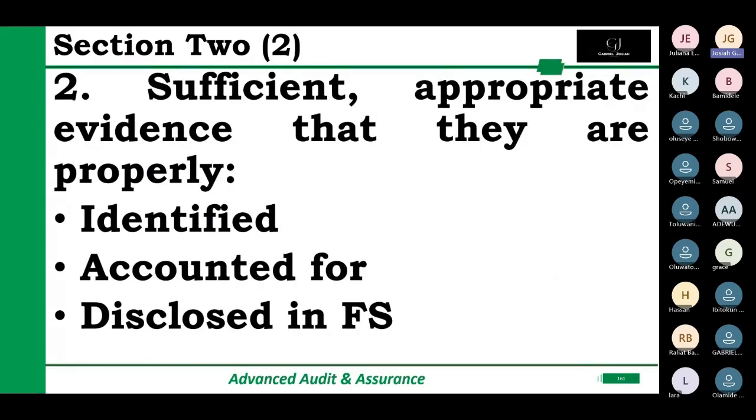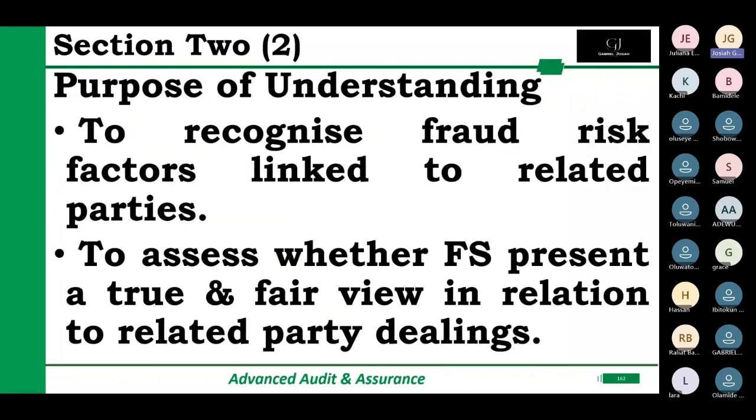Two, he must obtain sufficient appropriate evidence that they are properly, number 1, identified, number 2, accounted for, and number 3, disclosed in the financial statements. It's very important for the auditor to obtain sufficient evidence that he has identified these related party transactions, they are well accounted for by management, and they are disclosed also in the financial statements.